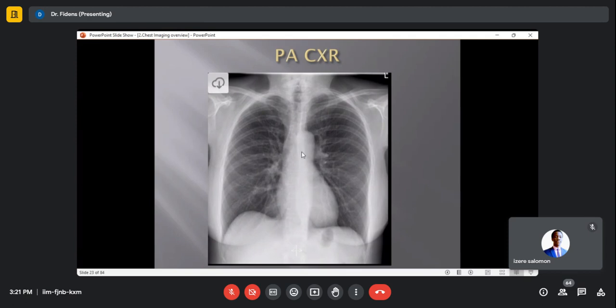The left one is more horizontal. That's the reason why when someone has aspirated a foreign body, it has a tendency to go to the right main bronchus rather than the left one, because this is more horizontal than this one. So this anatomy has repercussions for the findings in some diseases.